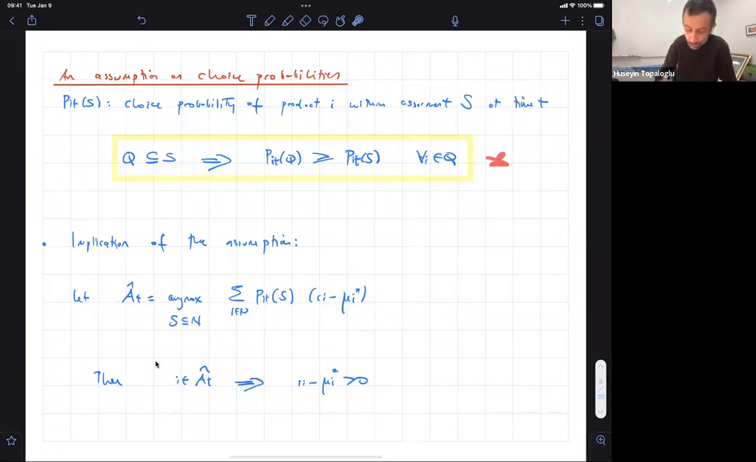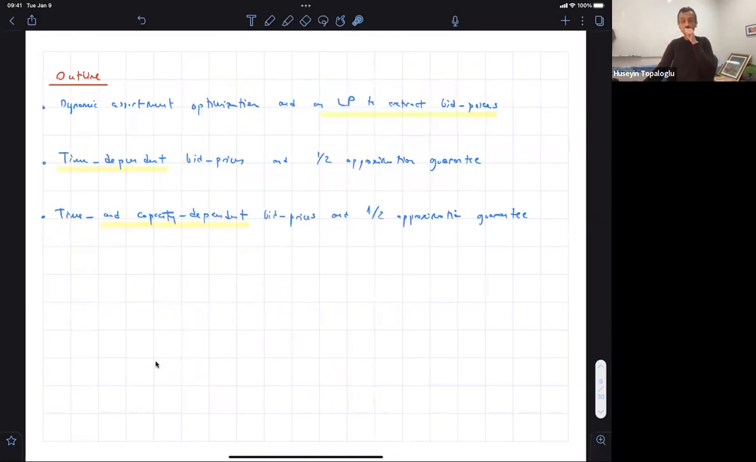Because of this assumption, an optimal solution to this problem would never include a product whose net revenue contribution is negative. Why is that? If the optimal solution ever included a product whose net revenue contribution is negative or zero, I can drop all of these products from the optimal solution. So I get rid of all these products who are making me negative or zero net revenue contribution. And also the remaining products are now all making positive net revenue contribution, and their choice probabilities are going to get larger as well because of our assumption. So then I would obtain an even better assortment. Okay. Again, this implication is going to be useful throughout the rest of the talk.